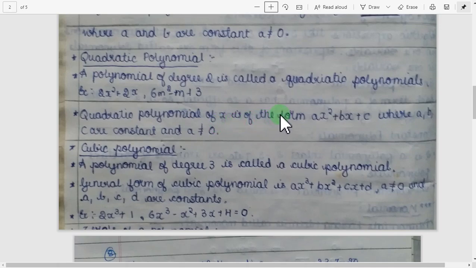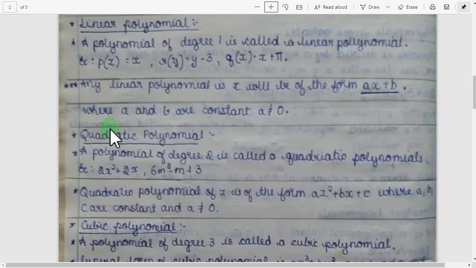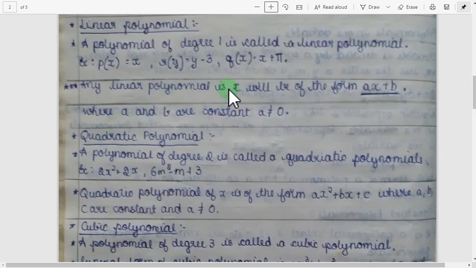A quadratic polynomial in x is of the form ax square plus bx plus c. This is the general form of a quadratic polynomial, where a, b, c are constants and a is not equal to 0. Cubic polynomial.